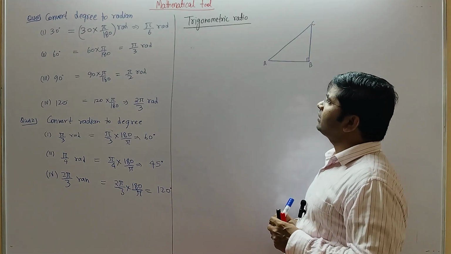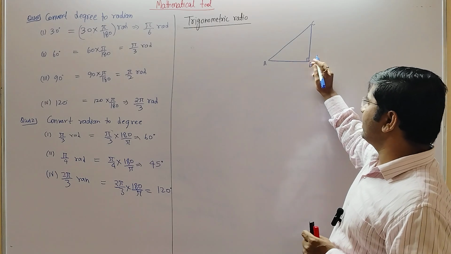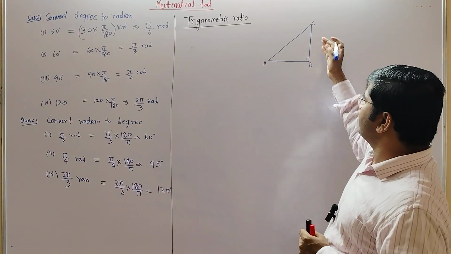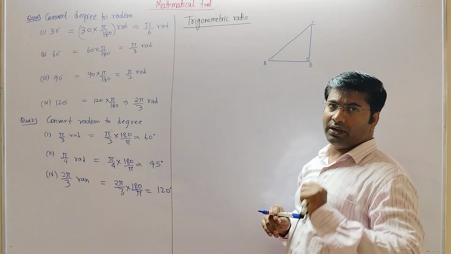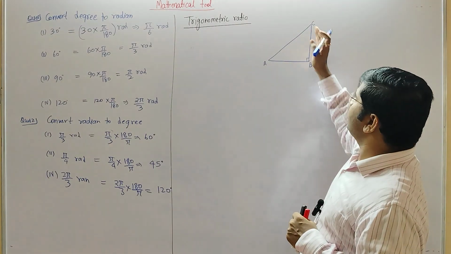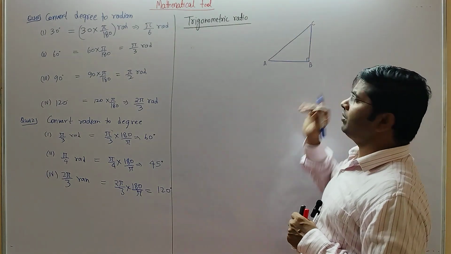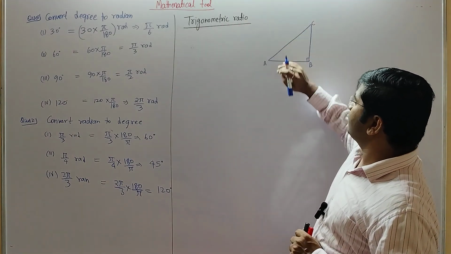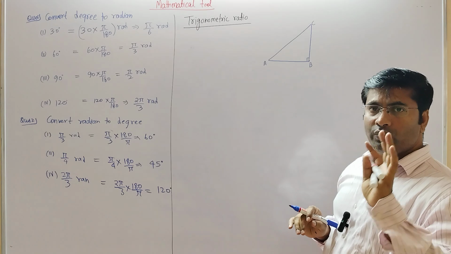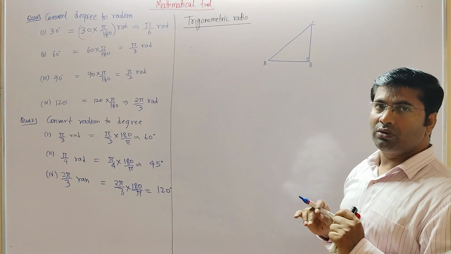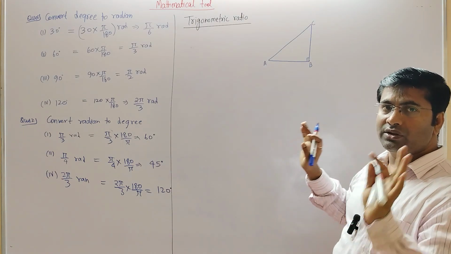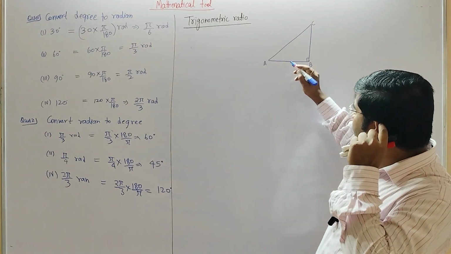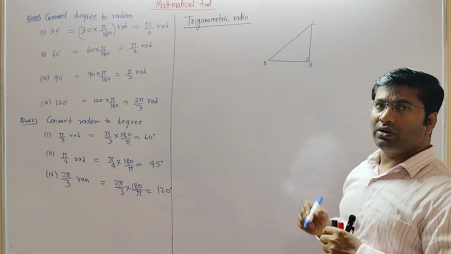A constant value means, if I take this right angle triangle and take AB upon BC or BC upon AB, this is one pair. Similarly, BC upon AC or AC upon BC, and AB upon AC and AC upon AB. This is also true. So we can take six ratios, and we will give them six names. That value will be a constant for a particular angle.